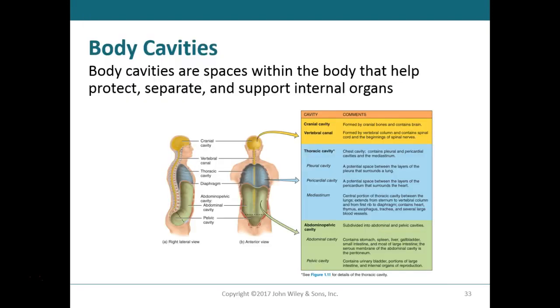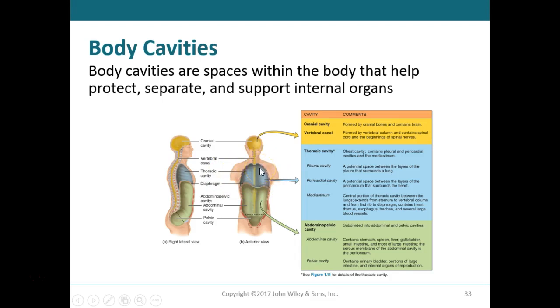Alrighty, so let's talk just a little bit now about body cavities. Cavities are spaces within the body that separate, protect, and support internal organs. So we have several cavities that you're going to see in a lab. The cranial cavity is surrounded by the cranial bones. The vertebral cavity is surrounded by the vertebrae. The thoracic cavity is the chest cavity.